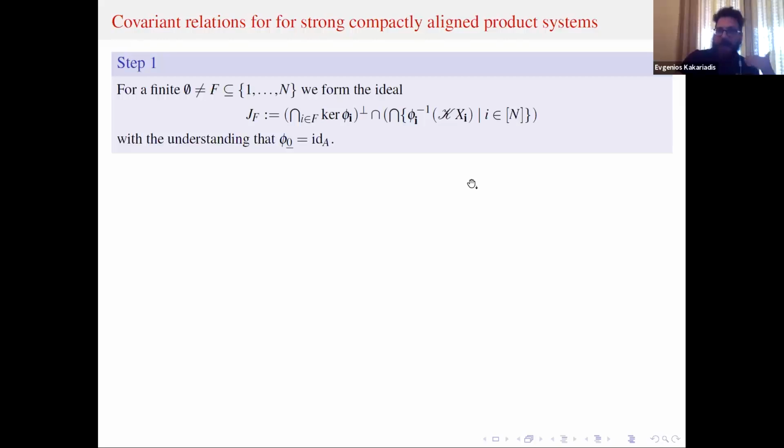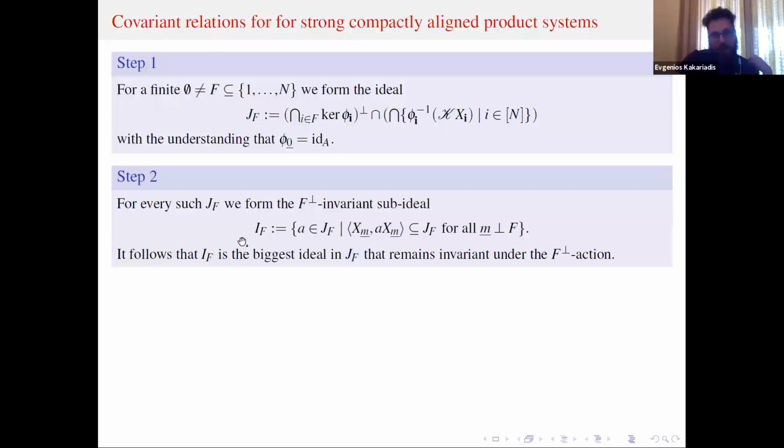That's the first step. But it's not the only thing that you need. You need one more thing. You need to take also the biggest ideal in this JF, which we call IF, that stays invariant under the orthogonal action, like under the action of all the fibers that are orthogonal to it. And this comes because you need to solve some nice polynomial equations.